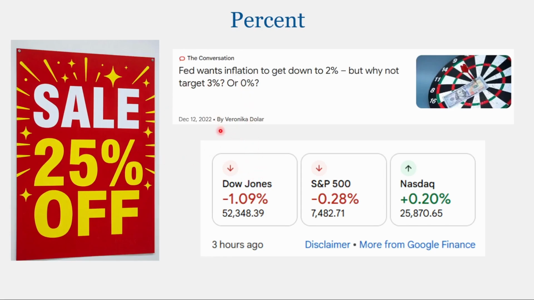Now these three examples all deal with money, but percents are everywhere. From grades, I got an 85% on my exam, to shooting percentages in basketball. Nick's field goal percentage is 42.3% for the season. So let's take a closer look at percents.